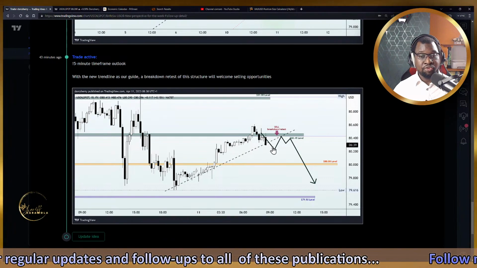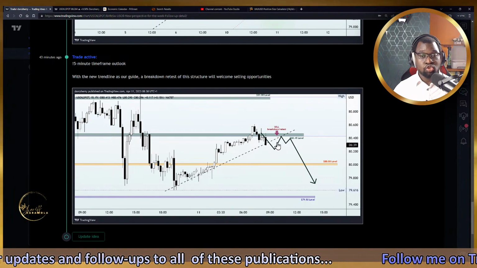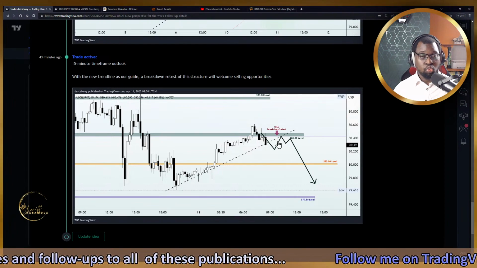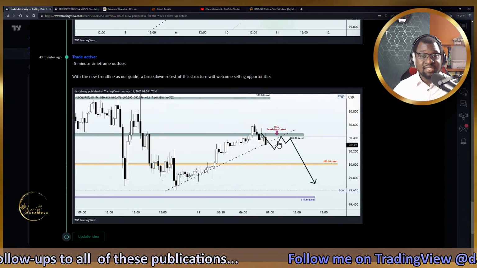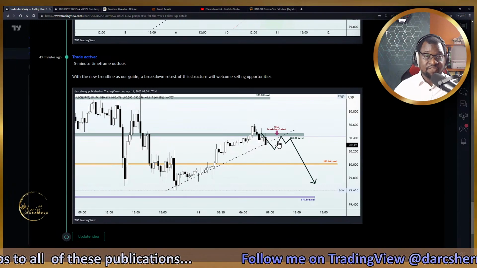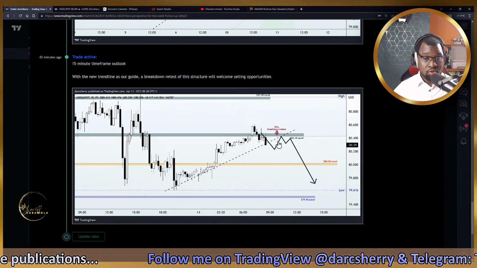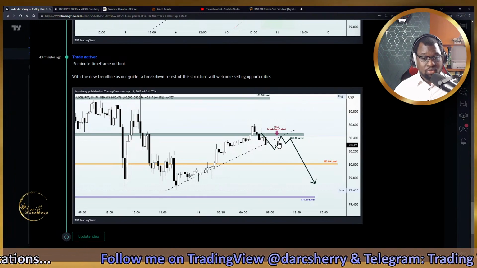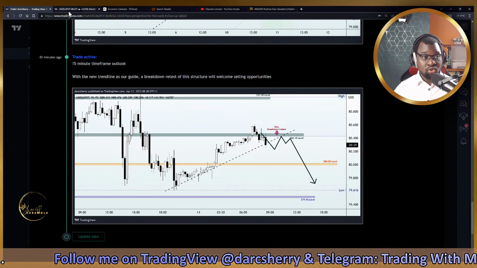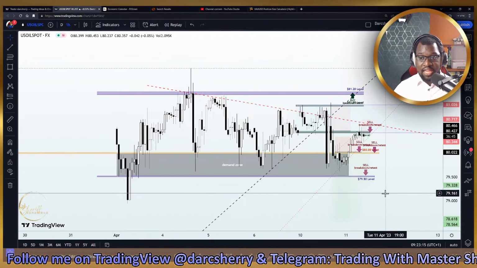So we want to see a breakdown happen, then price action do a retest of that structure with the appearance of selling pressure right below the $80.45 level to give us a confirmation to sell the US oil for today. So that is what we are still monitoring right now. We are still looking at the chart right now to see if that will happen.